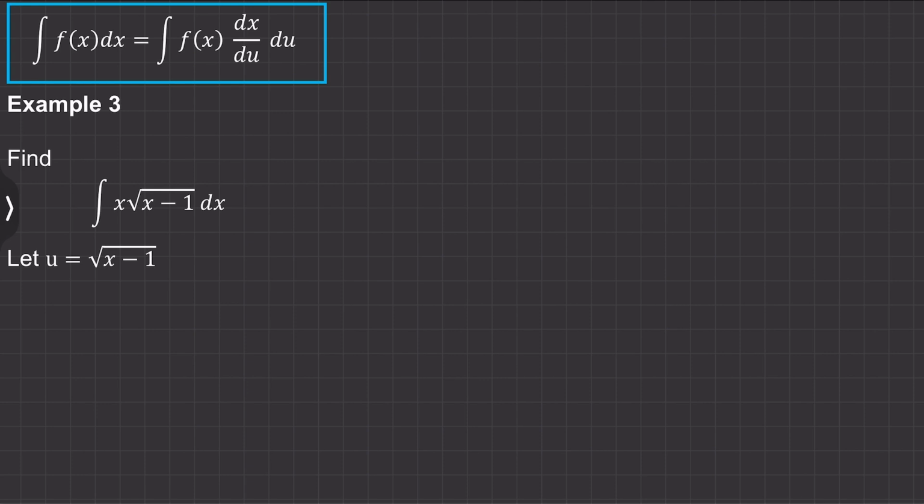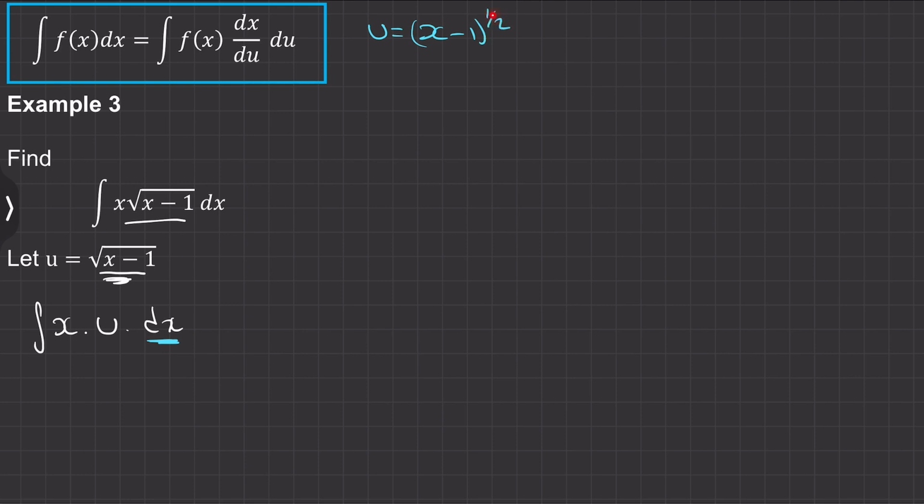Okay, so welcome back if you had a go. So the first thing we'll do is we'll write this integral with u in place of this one here. So we have the integral of x multiplied by u dx. And now we need to work out dx in terms of u. So u will equal x minus 1 to the half.